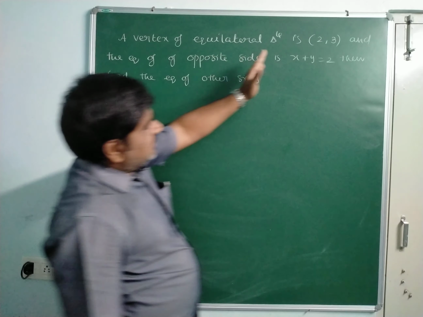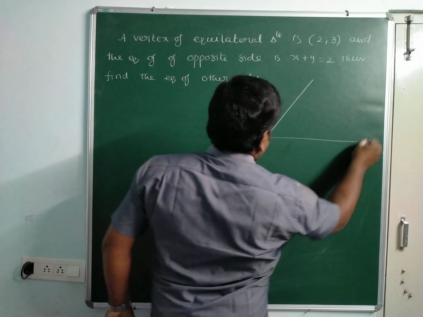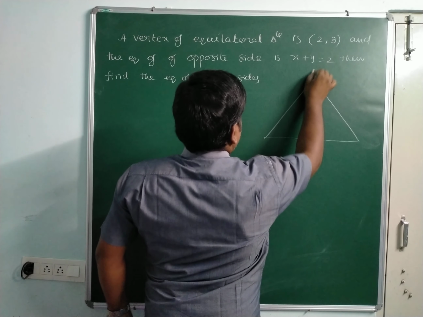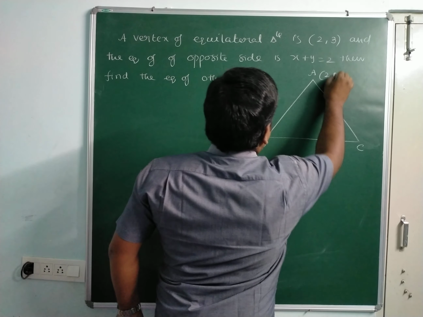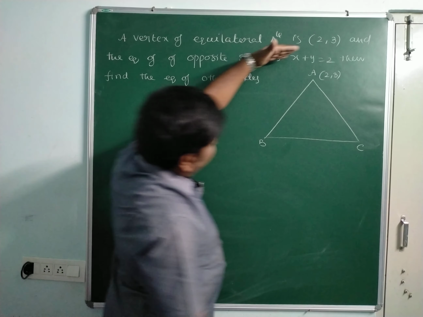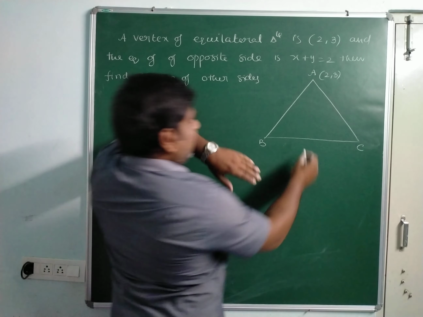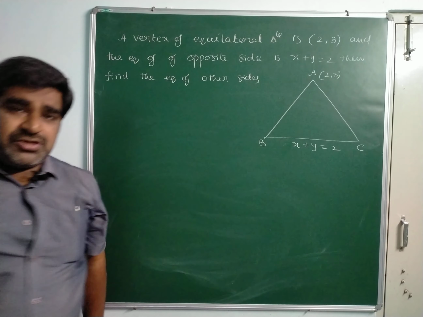The vertex of the equilateral triangle is (2, 3). Let us assume this is the equilateral triangle ABC, and let us assume one of the vertices is (2, 3). The opposite side of this vertex means BC. Let us say this is x plus y equals 2.